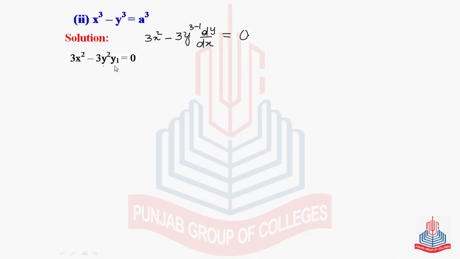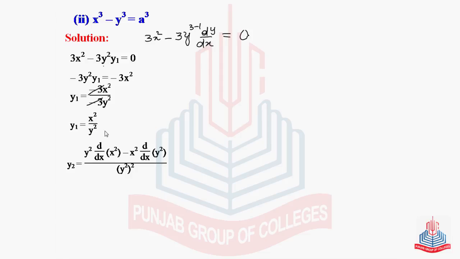Now we have 3x square minus 3y square, and dy by dx can be written as y1, which is actually the first derivative. Now minus 3y square y1 is equal to minus 3x square, and we have y1 is equal to minus 3x square divided by this minus 3y square. This minus 3 will be cancelled out. We have y1 is equal to x square divided by y square. Now again differentiate with respect to x to find the second derivative, which is y2.